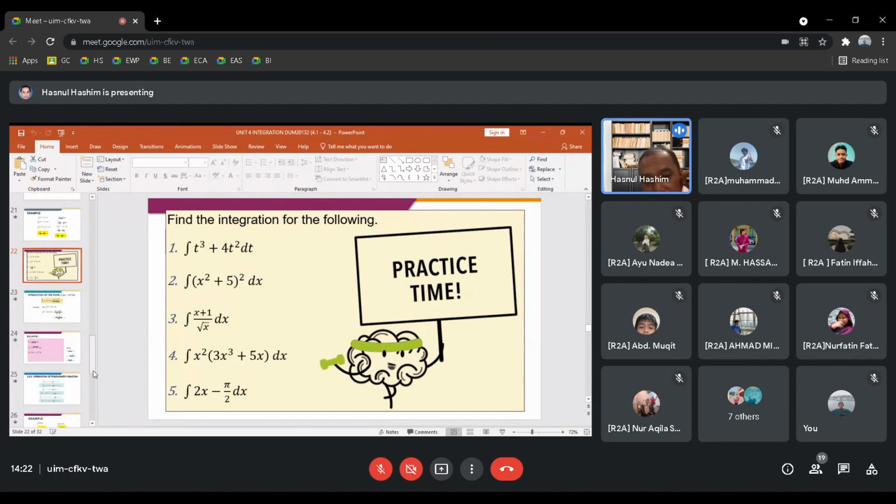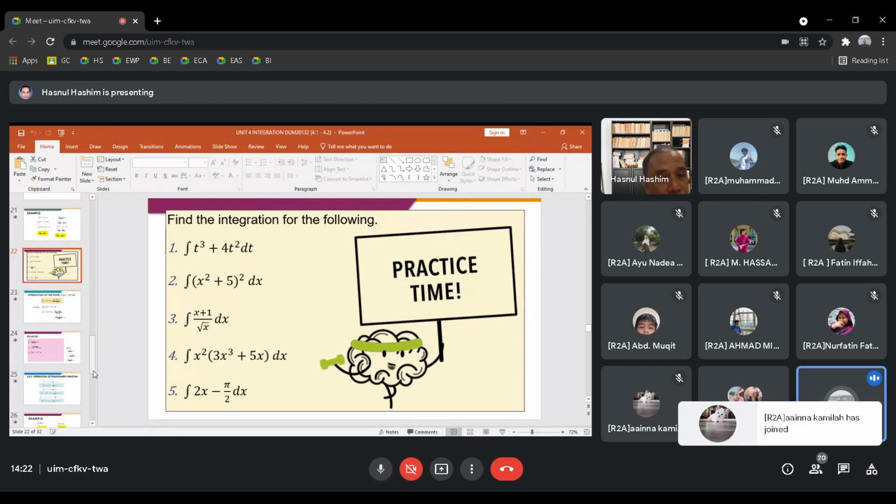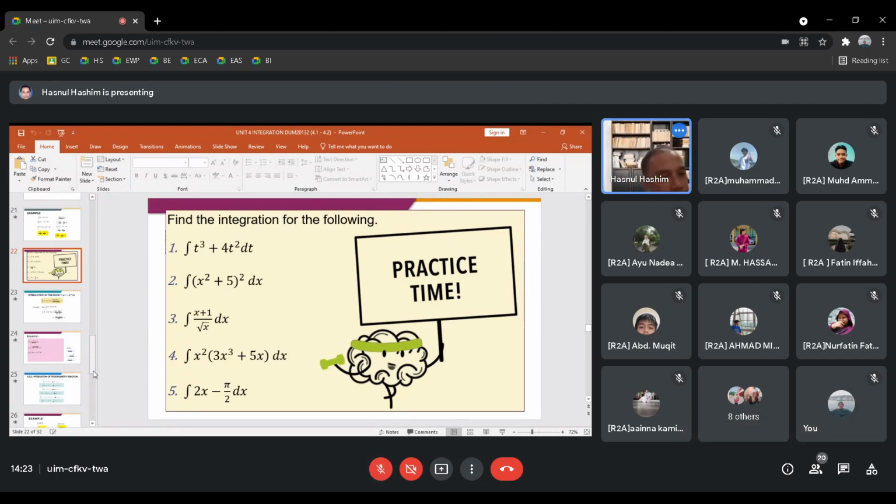Yes, what is the answer for number 1? t to the power of 4 over 4 plus. Okay, alright, good. Number 2? x to the power 5 over 5 plus 10 x to the power 3 over 3 plus 25x, plus c. Okay, right, good. And then number 3.